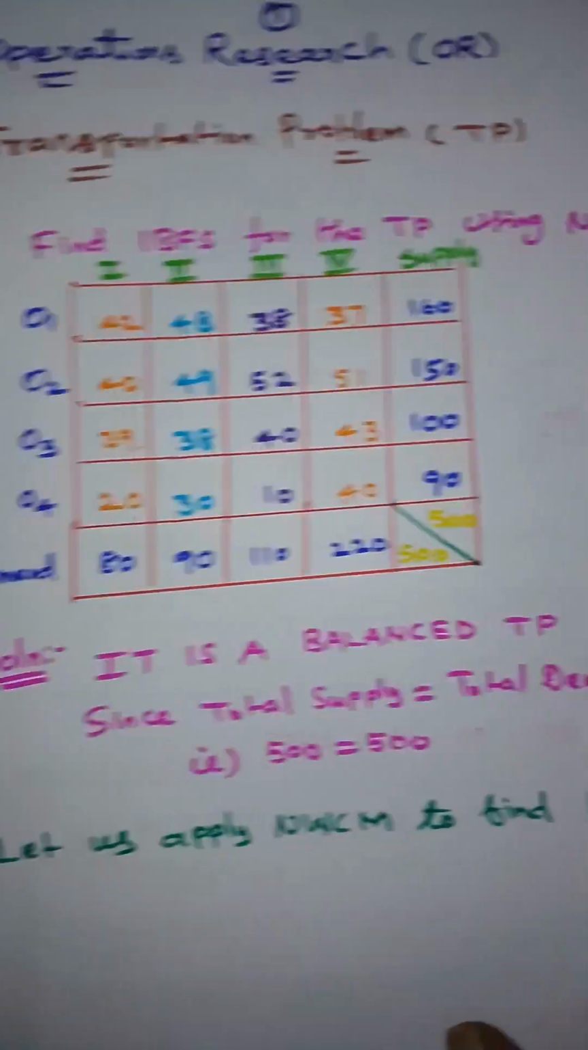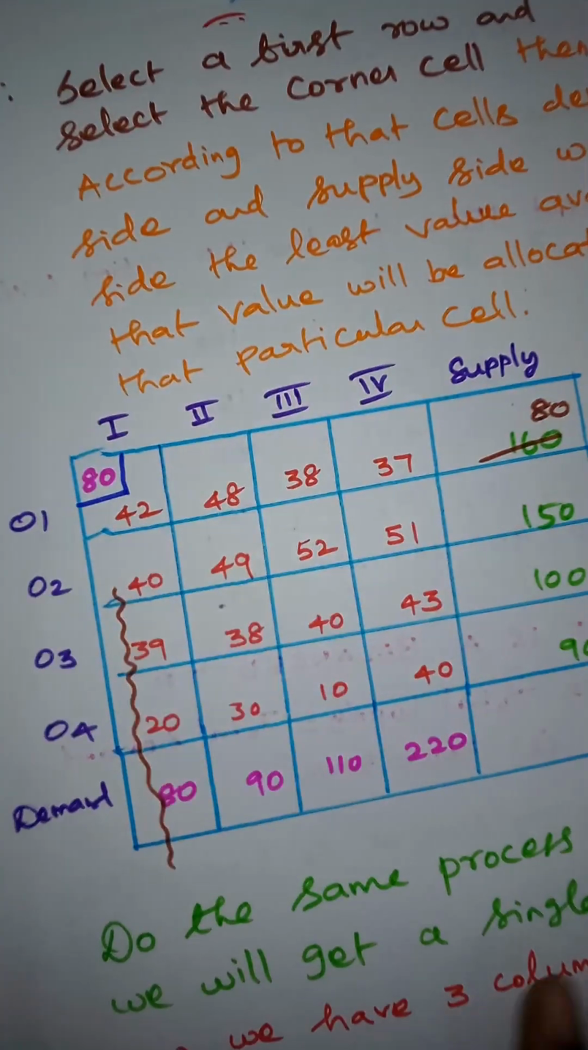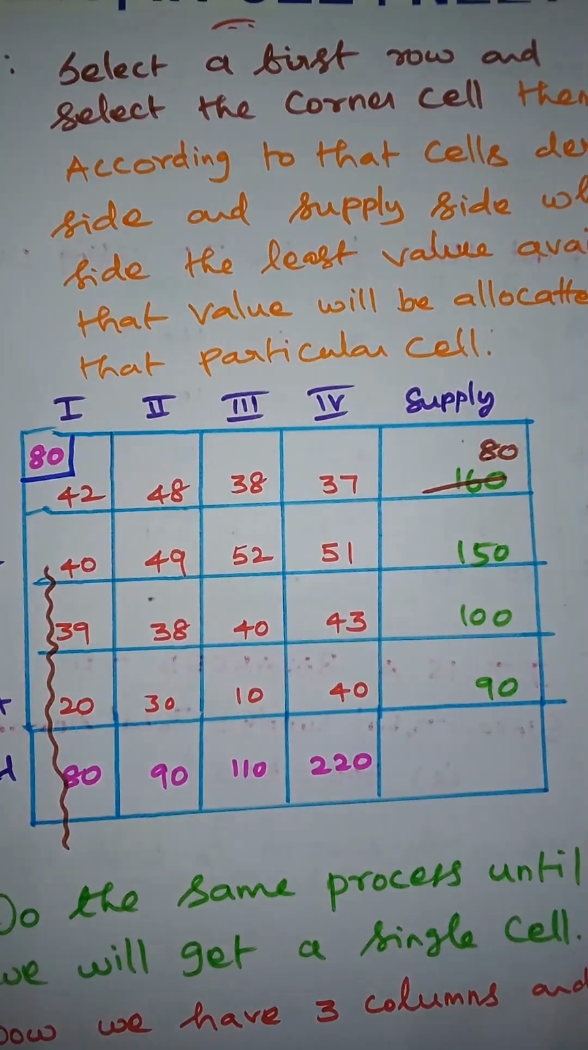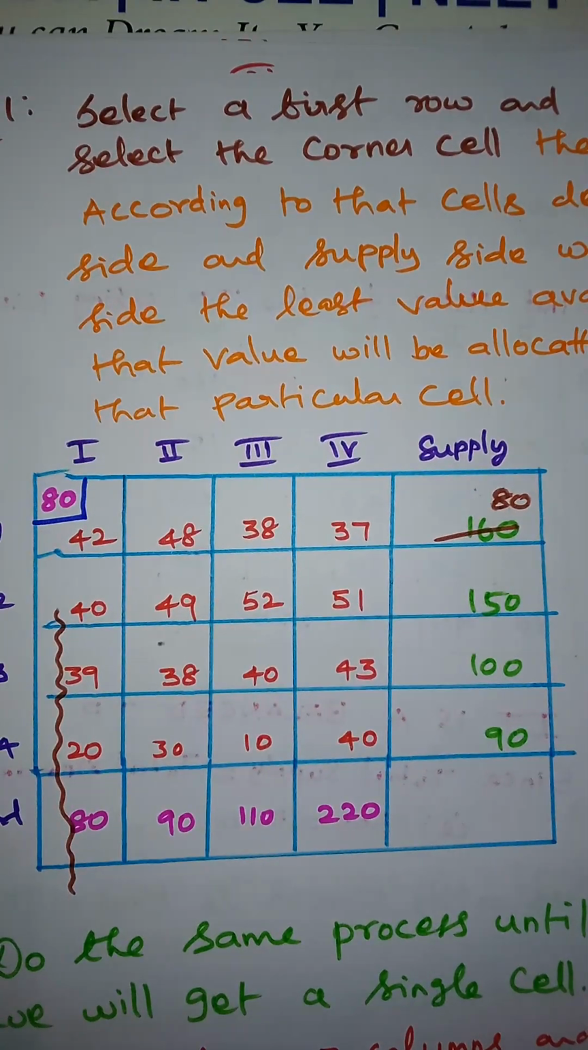Okay, let's move to the next page. Step number one says: select the first row and select the corner cell. Then, according to that cell, see both sides, demand side and supply side, and find which side has the least value. Why am I choosing the least value? So that I can allocate that least value to the corner cell, isn't it?